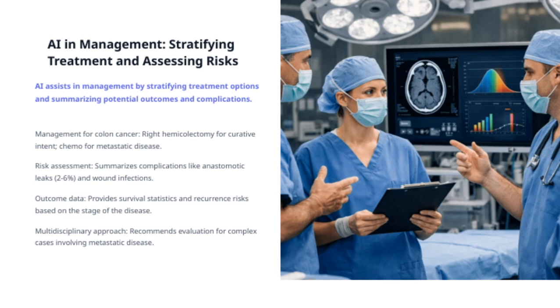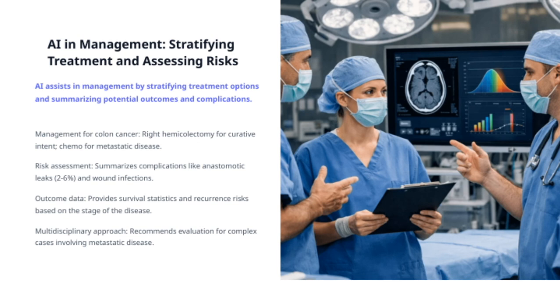Moving on, we have outcome data, which provides valuable insight into survival statistics and the risks of recurrence based on the disease stage. Understanding these figures helps us communicate prognosis effectively and plan follow-up strategies accordingly.